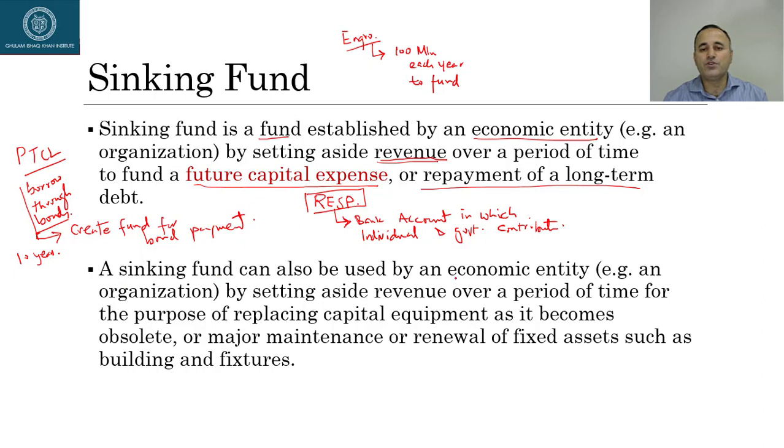A sinking fund can also be used by an economic entity by setting aside revenue over a period of time for the purpose of replacing capital equipment. As equipment becomes obsolete, needs major maintenance, or you would like to renew fixed assets such as buildings and fixtures, it can be for a specific purpose as well. For example, replacement of capital equipment. Let's say Nishat Textile Mills creates a sinking fund and they would like to replace their spinning machinery after 5 years. The purpose is that after 5 years, Nishat is aiming to have enough money in that sinking fund so that they are able to replace the old machinery that they have in their mills.